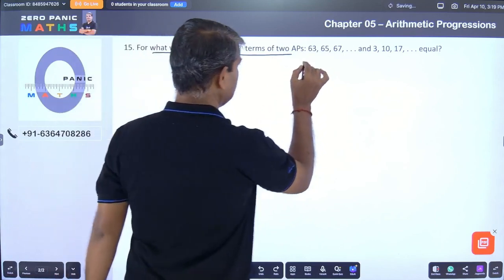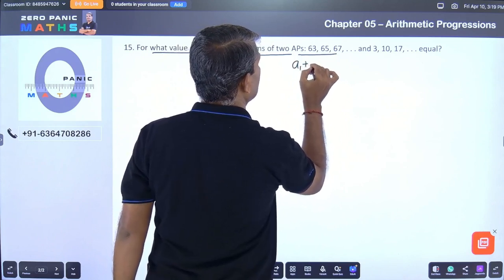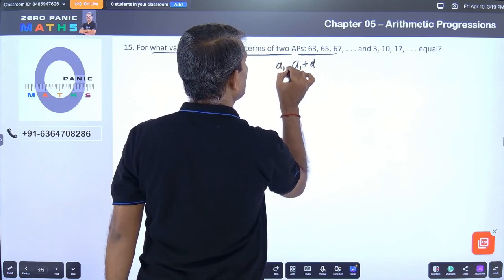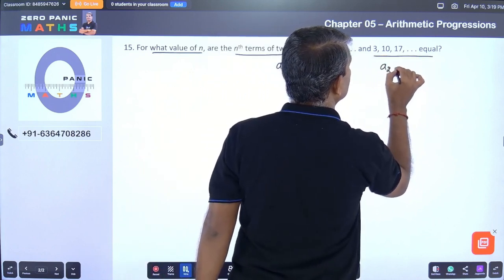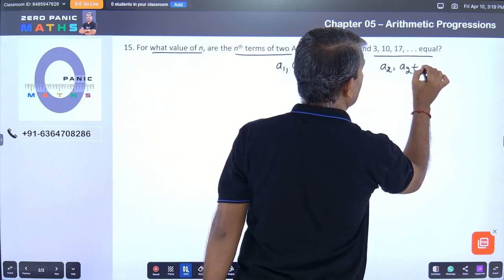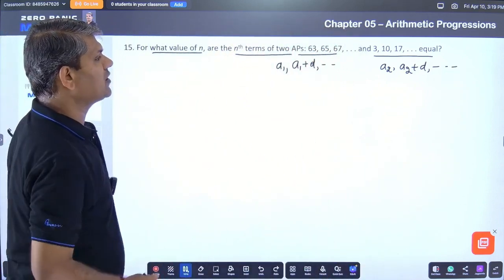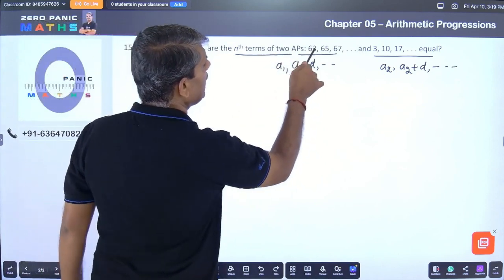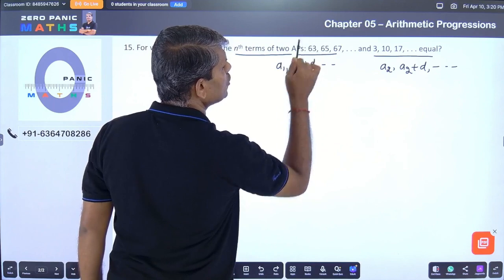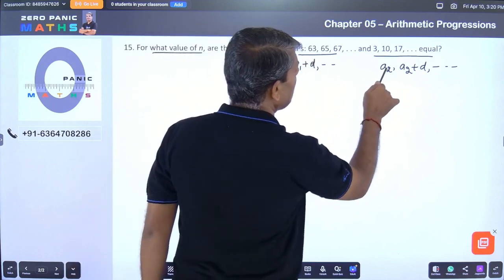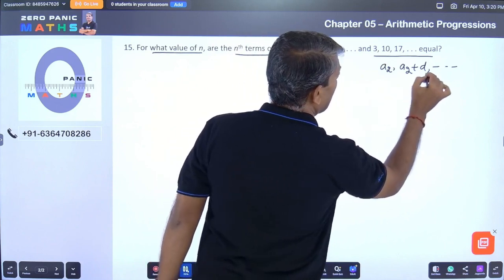Now let us assume this AP in terms of A1, A1 plus D, A1 plus 2D, that way, and assume this one as A2 and A2 plus D, that way. We have seen an example with two APs in the previous session. Similar to that, we will consider A1 as 63 and D is the difference between these two. The difference here is 2, that is 65 minus 63. Here A2 is 3 and what is D2? Let me consider this as D1 and this as D2.